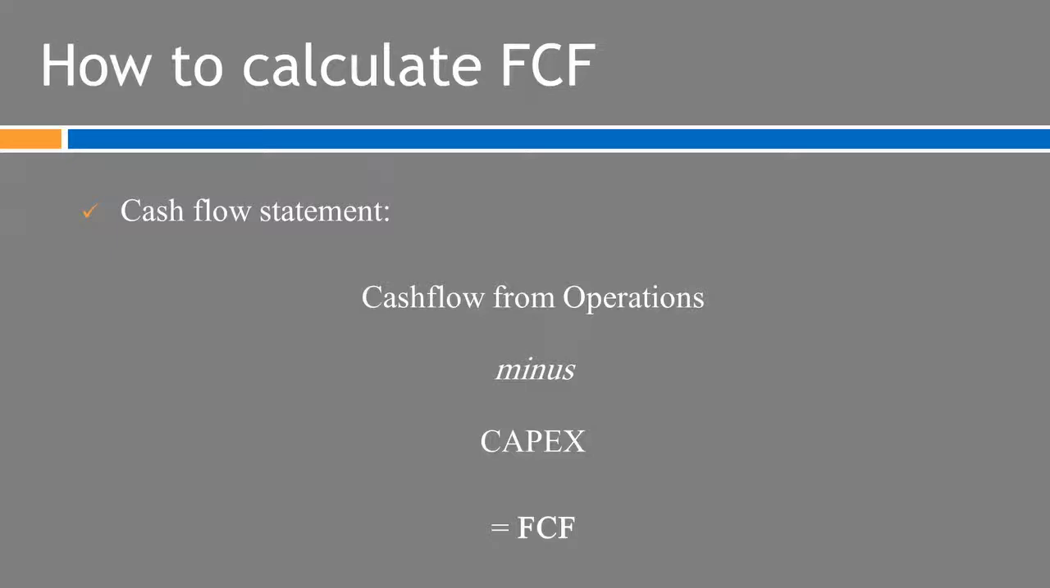CapEx is short for capital expenditure, so it's money spent on things like property and equipment and maintenance of the equipment. So it's something you have to calculate yourself, and that's the formula to do so.